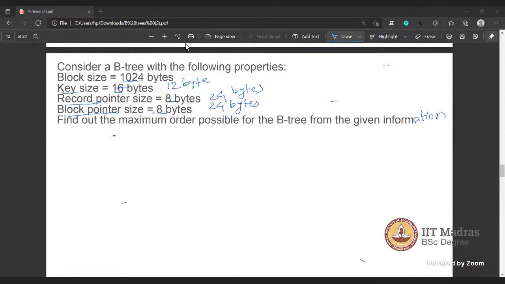Sir, is block size the same? Yes, block size is the same, 1024 bytes.